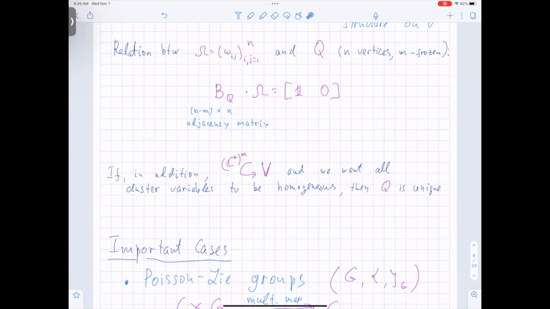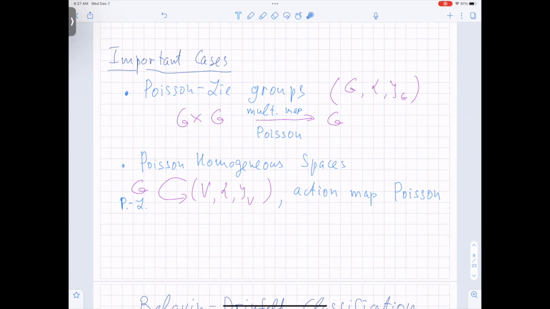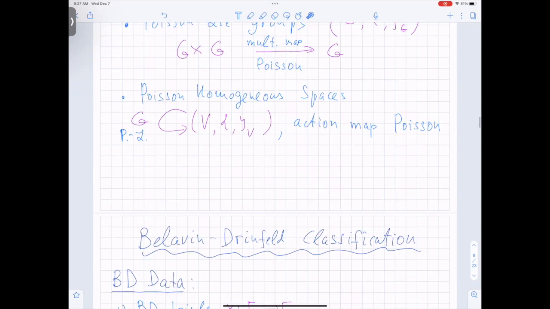So what are important cases of this? Let's wait for the slides to catch up. Important cases are Poisson Lie groups that we started to talk about before. So Poisson Lie groups: we have a group endowed with a Poisson structure such that the multiplication map is Poisson. Or Poisson homogeneous spaces, it's the same story. A Poisson Lie group acts on a Poisson variety such that the action map is Poisson. Not all of these setups will lead to cluster structures. We actually have an example of that, but there is a particular subclass: those are Poisson Lie groups which are covered by the Belavin-Drinfeld classification. Let me go through that now.